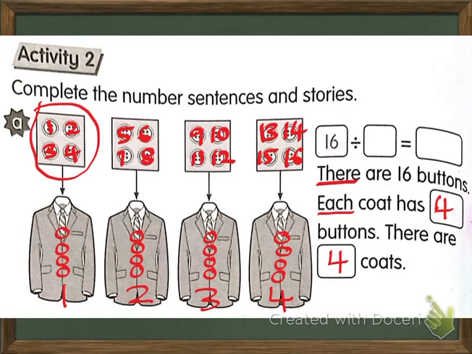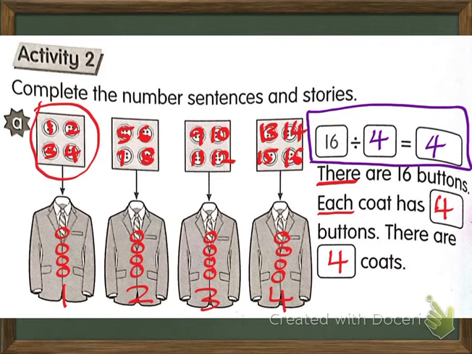Alright? Okay, next what you have to do is write it in the number sentence. The number sentence is over here. So, how to write it in a number sentence? 16 divided by 4 is equal to 4. Okay, 16 buttons altogether. 16 buttons divided by 4 means divided into groups of 4. Equals 4.